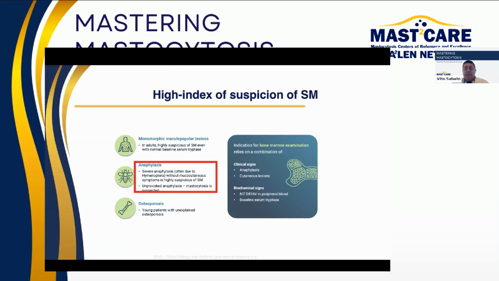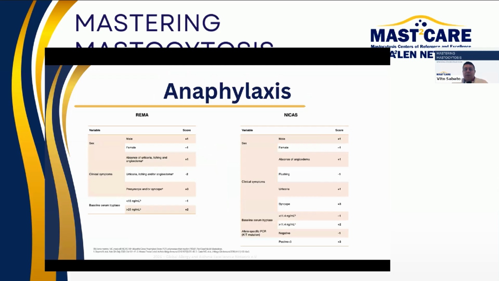The second point is anaphylaxis. You have heard about the link and the association between anaphylaxis and Hymenoptera, eventually unprovoked anaphylaxis, and you've also heard about the scores. Both Polina and Sigurd showed the REMA score. I would just like to point out some challenges in application of this score, especially when it goes to the presyncope and syncope. Presyncope is quite an undefined symptom, and especially when it goes to cutaneous symptoms. You see that in the REMA score, for example, every kind of cutaneous symptom would reduce the probability that the patient will have a systemic mastocytosis.